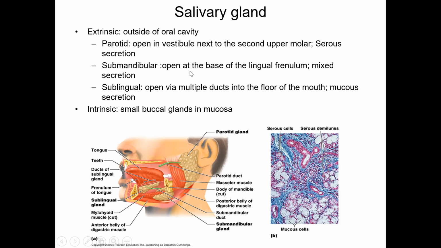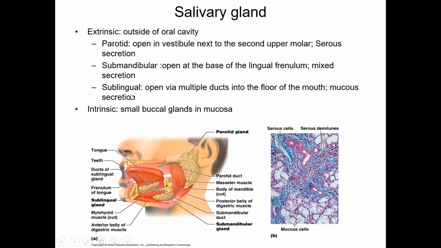This gland we call a mixed gland. In terms of secretion, it has watery secretions and also mucus-rich secretions. The third one is called the sublingual gland, which is under the tongue. This one mostly has mucus secretion.